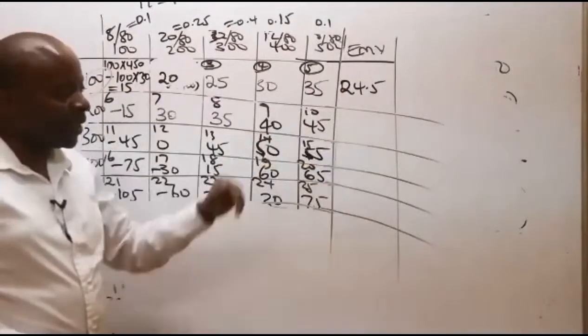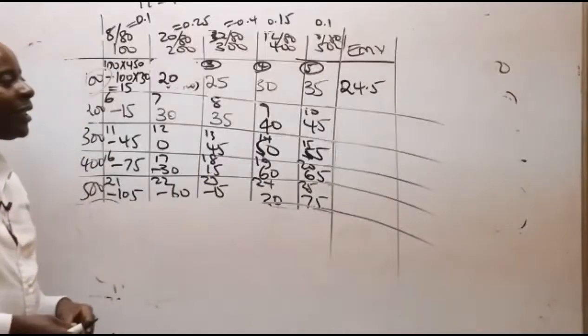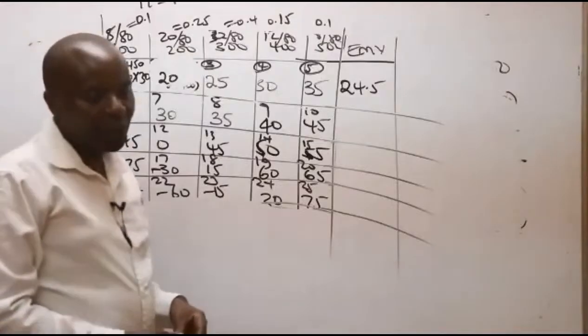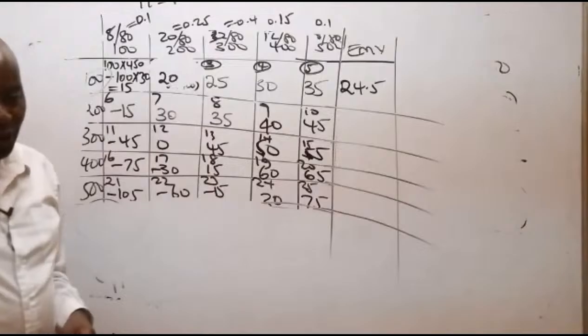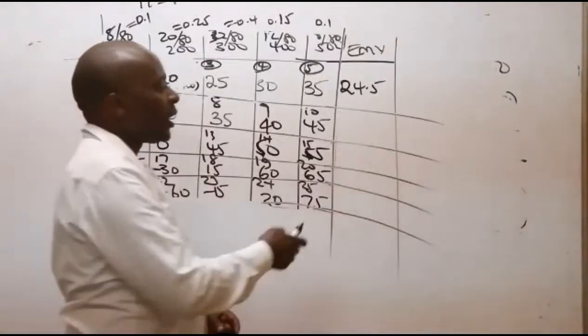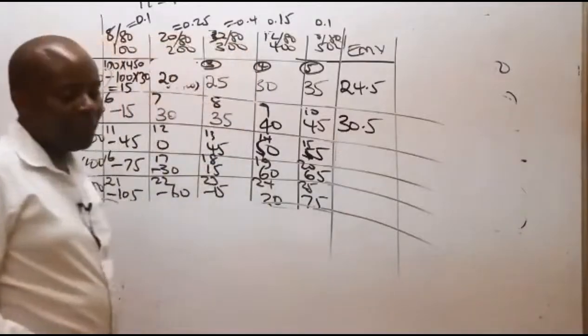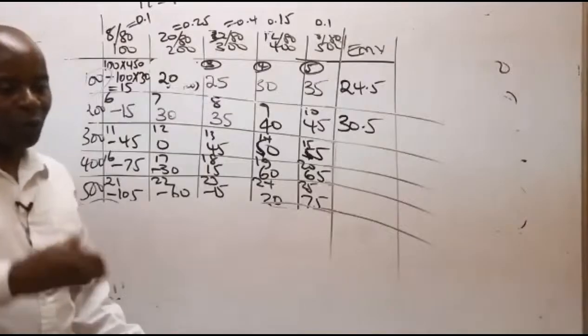How about the second one? How about the second expected profit, expected monetary value? The second one. What do we have here? Somebody, second one. So in this case here, Walter tells me 30.5. Please move on with that spirit.